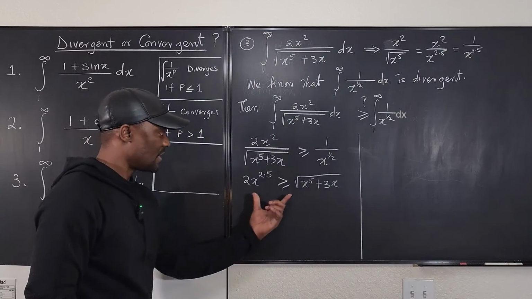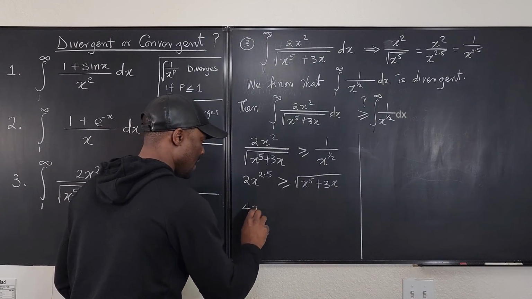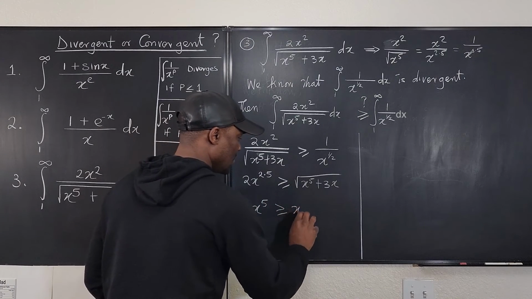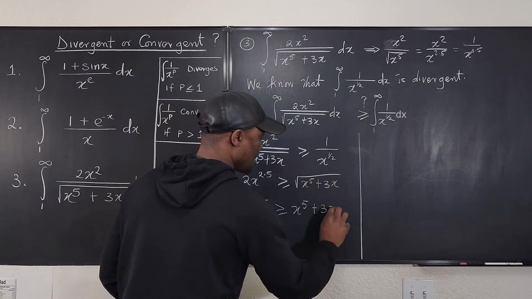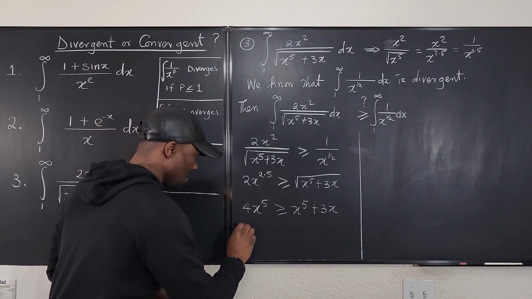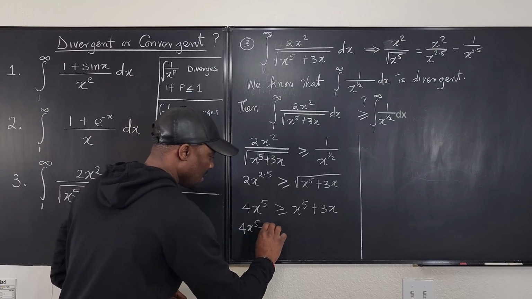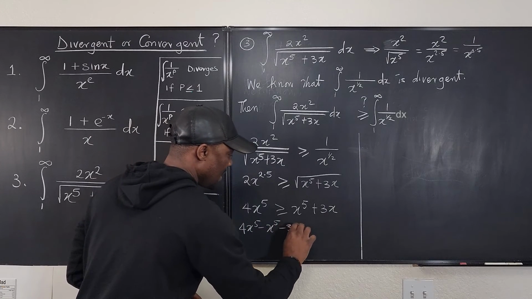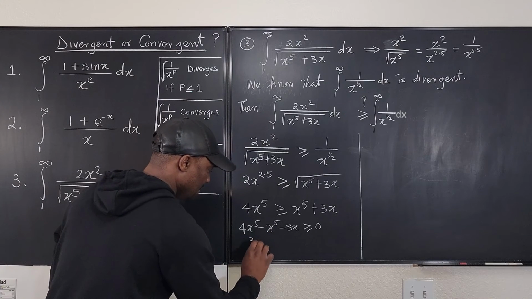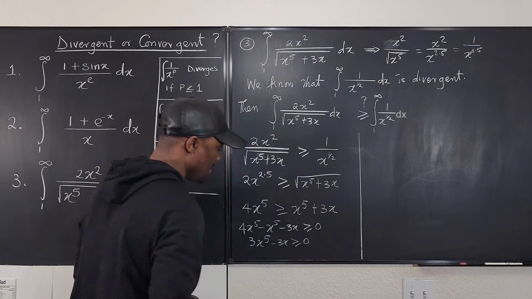So now I can square both sides. If I square both sides, what do I get? I'm going to get 4x to the fifth is greater than or equal to x to the fifth plus 3x. Okay, if we bring everything to this side, we're going to have 4x to the fifth minus x to the fifth minus 3x is greater than or equal to 0. This tells me I have 3x to the fifth minus 3x is greater than or equal to 0.